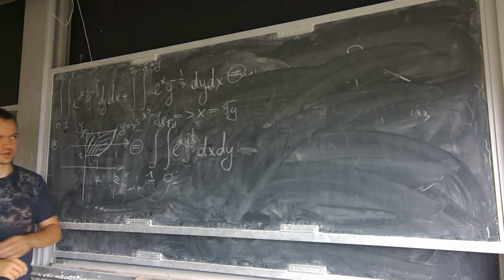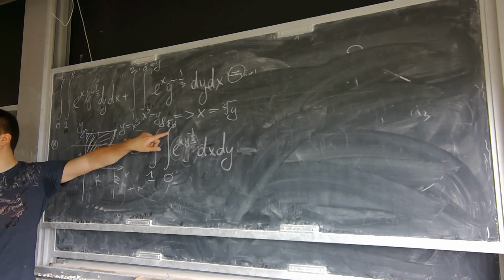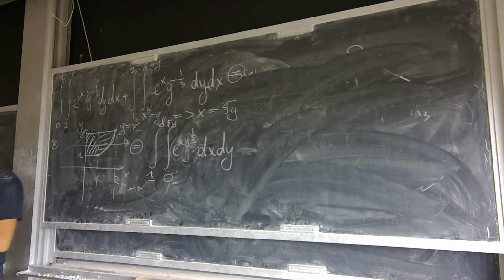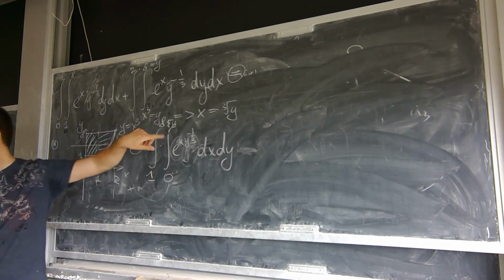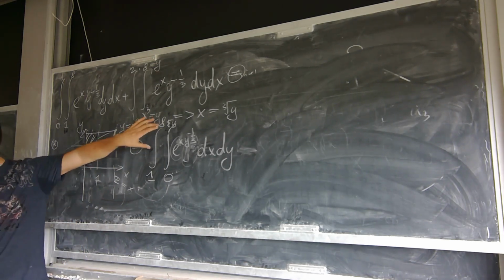Okay, this cannot split. So let's actually evaluate this integral. Another reason why we cannot split is because this bound is not a number. They depend on each other. You can only split functions if your bounds are going to be numbers for this function.